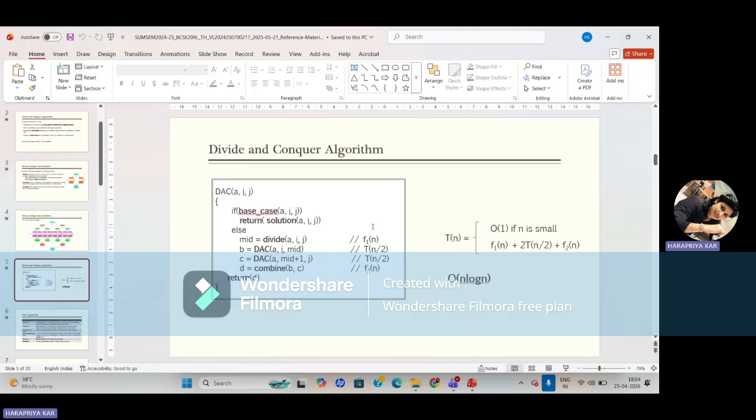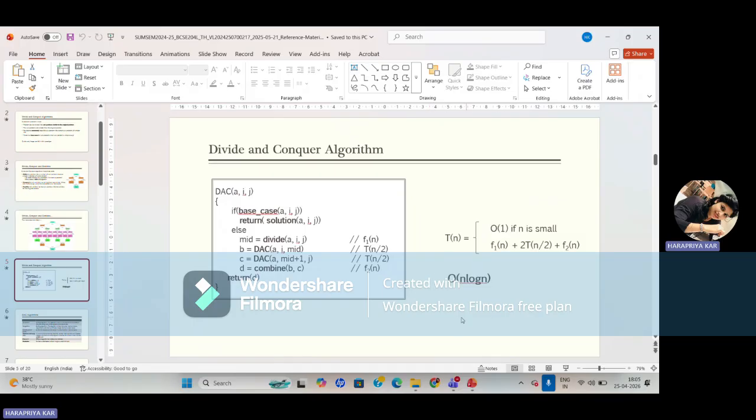And here, if we look at the time complexity analysis, T(n) equals big O of 1 if n is small. If n is small, it will go with big O of 1. Otherwise, the function will be f1(n) plus 2T(n/2) plus f2(n). So what will be the time complexity here? The computation will be big O of n log n. This is the time complexity for the divide and conquer algorithm.